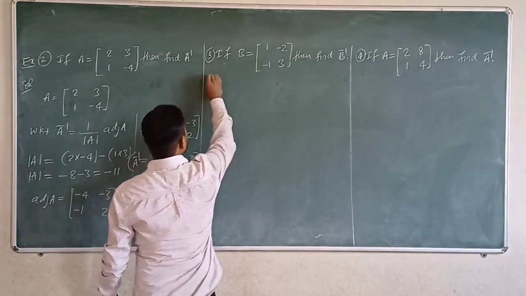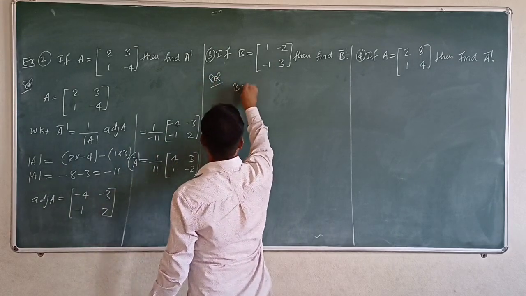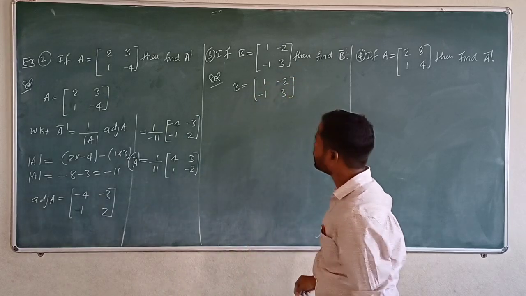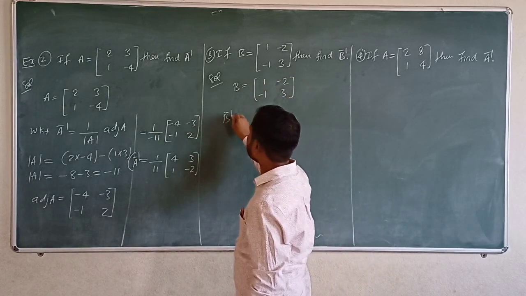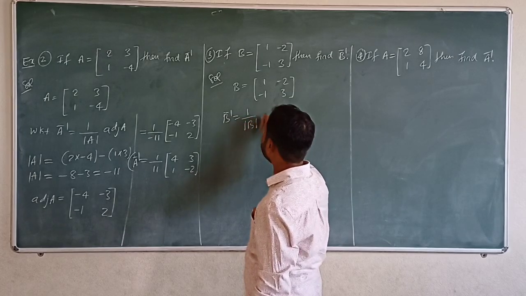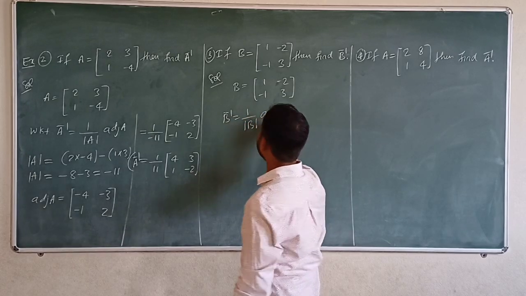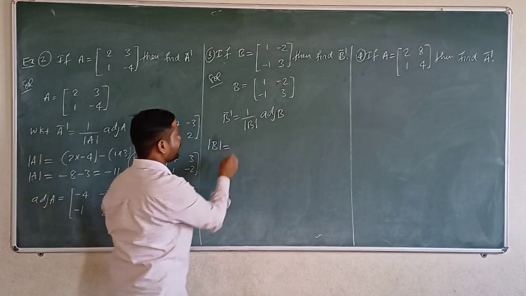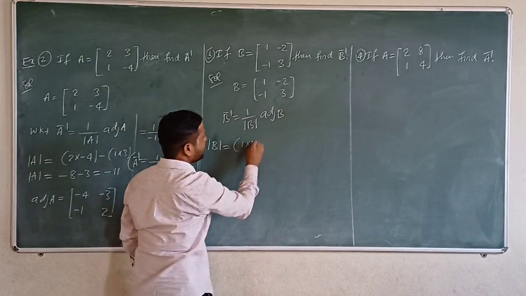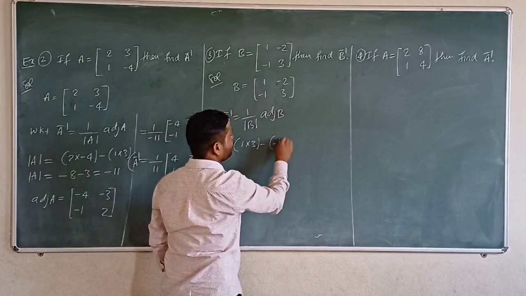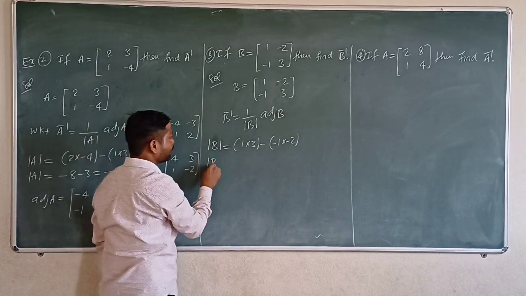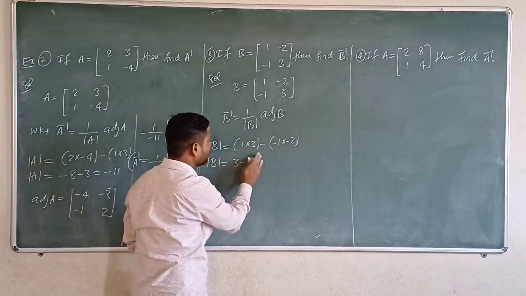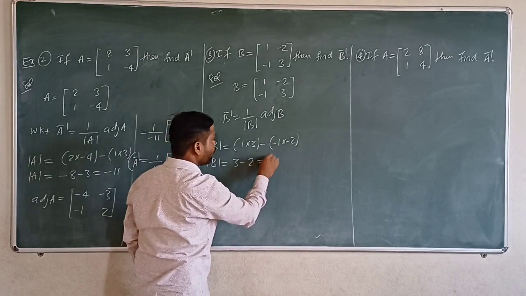Same way, now B is equal to 1 minus 2 minus 1 3. Find out B inverse. We know that B inverse is 1 divided by determinant of B into adjoint of B. First take the determinant of B: 1 into 3 minus 1 into minus 2. That is 3 plus 2, so the determinant of B is 5... right, 3 minus minus 2 times 1 gives plus 2, so 3 plus 2.